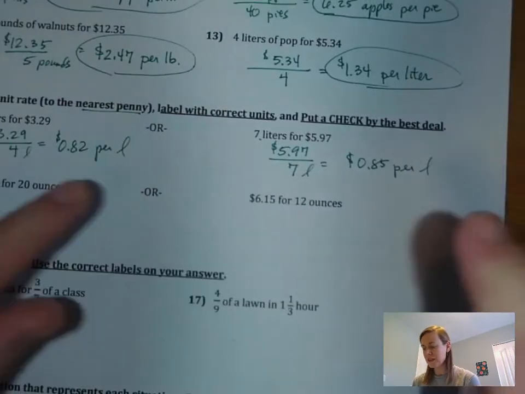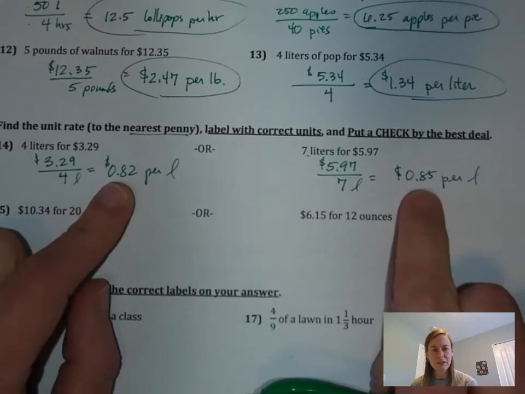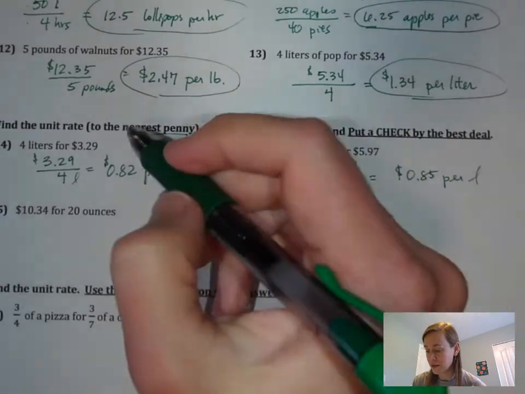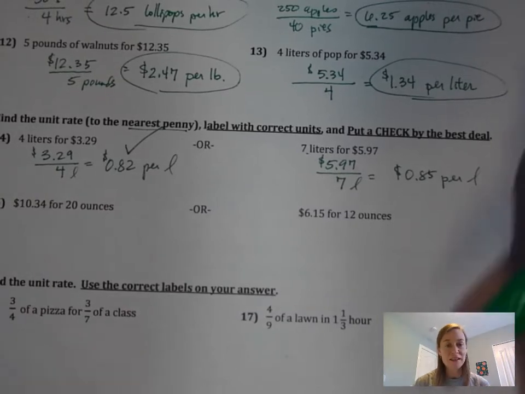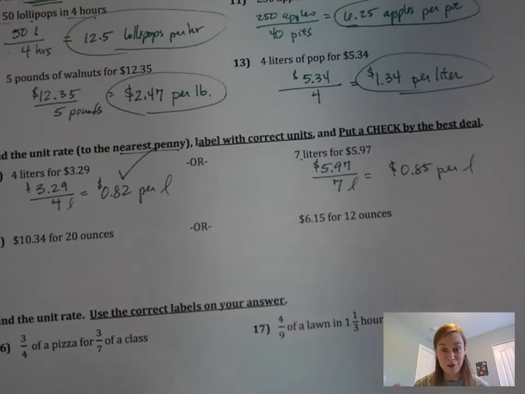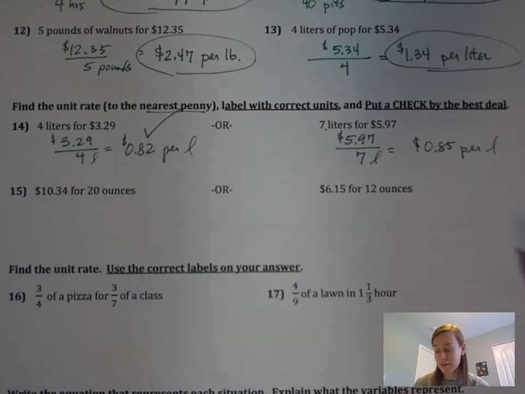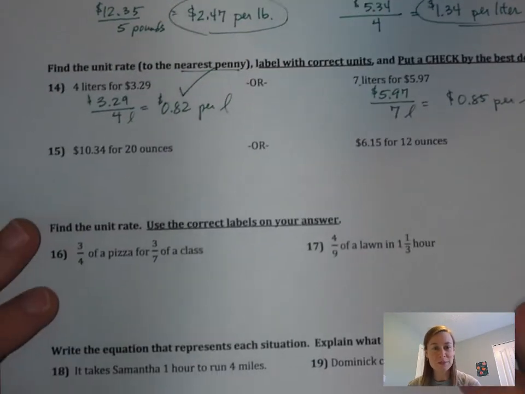So which one's the better deal? 82 cents per liter or 85 cents per liter? When you're looking for the better deal, you always want the lowest number. So this one is the better deal. Now, if you're looking for the fastest car or something like that, if you're looking for fastest, then you would want to put the check mark by the higher number. But when you're looking for the better deal, you're always looking for the lower number, assuming you're looking at the dollar amounts. Okay, let's look at the next problem.